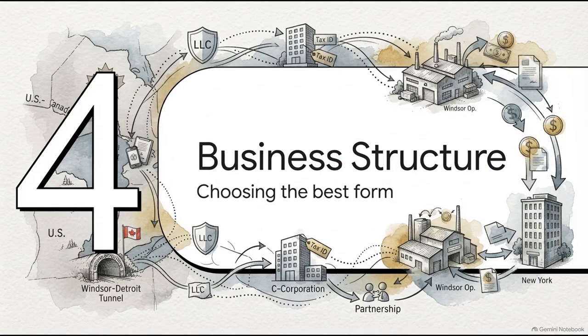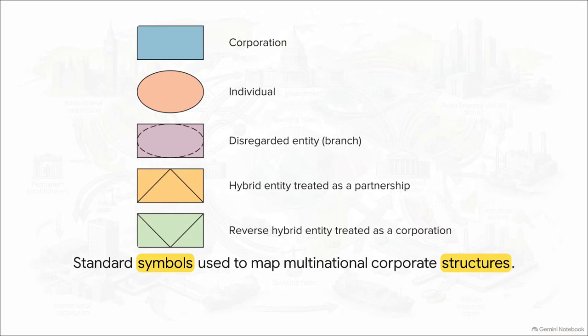As Daniela's Windsor operation really starts to grow, she enters our 4th section, choosing a business structure. She needs to pick the smartest legal vehicle for her cross-border enterprise. If you ever get a peek behind the curtain at how tax professionals visually map out multinational structures, you'll generally see a few standard symbols. They use a rectangle for a corporation, an oval with dashed lines for a disregarded branch, and a triangle for a hybrid entity.